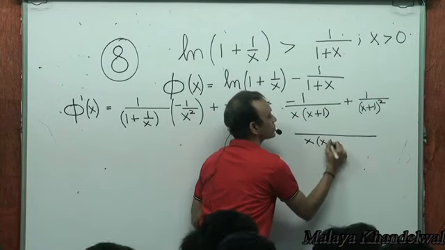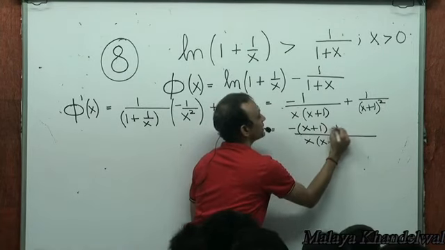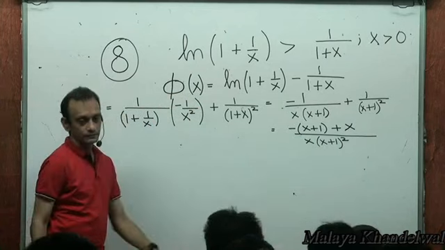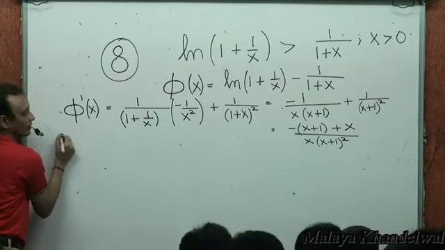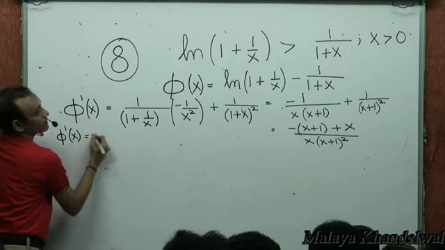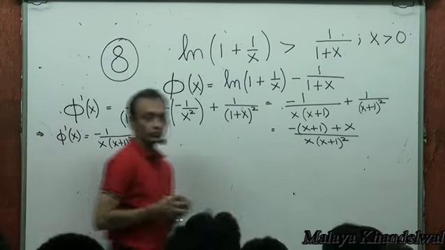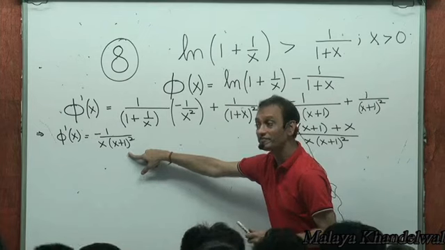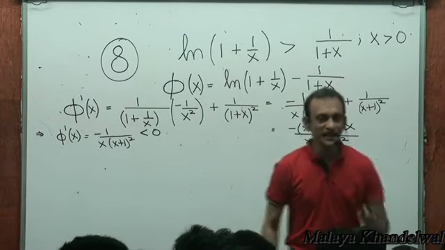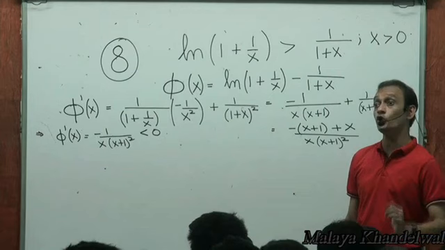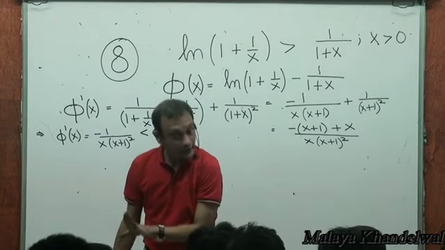So x into (x plus 1) whole squared is the LCM. So this would be like minus of (x plus 1 minus x). Right? Which then is as good as phi dashed x is minus 1 by x into (x plus 1) whole squared. Clear? Yes or no? For x greater than 0, it's clearly negative. That means for x greater than 0, phi x must be a monotonically decreasing function of x.